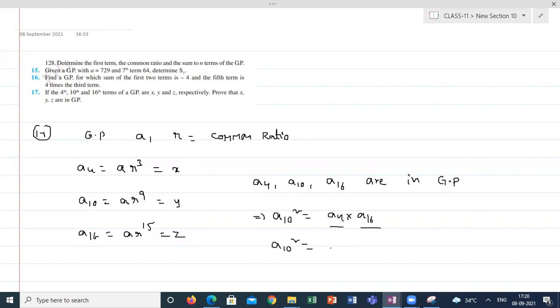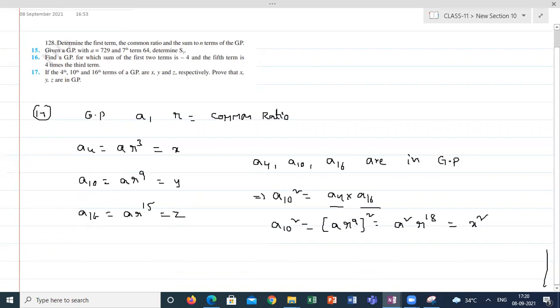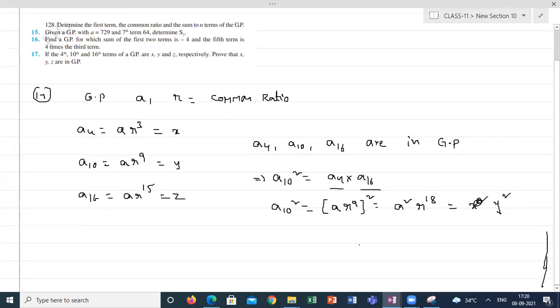A10 square is equal to how much? A R power 9 whole square. This will be A square into R power 18. This is your Y square. Sorry, it's not X square, guys. Y square. What is your X into Z? A4 into A16. This will be A R cube into A R power 15. This will be A square into R power 18.